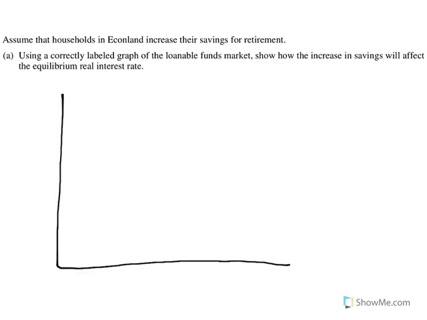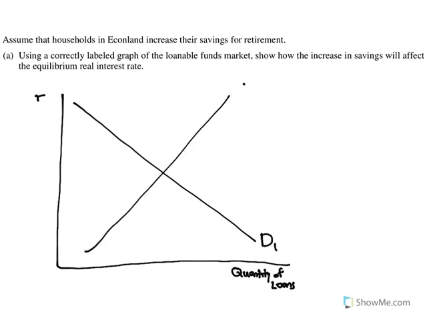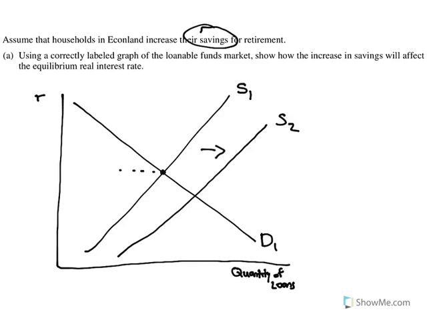So there's our graph, and the label down here is quantity of loans, and letter R for the real interest rate. And then we've got a downward sloping demand curve. I'm going to call that D1, and upward sloping supply curve, S1. And then we have to show the change. Well, savings is represented by the supply curve. So this is going to be supply to the right, more savings. And we have to show the change in the real interest rate from R1 to R2.